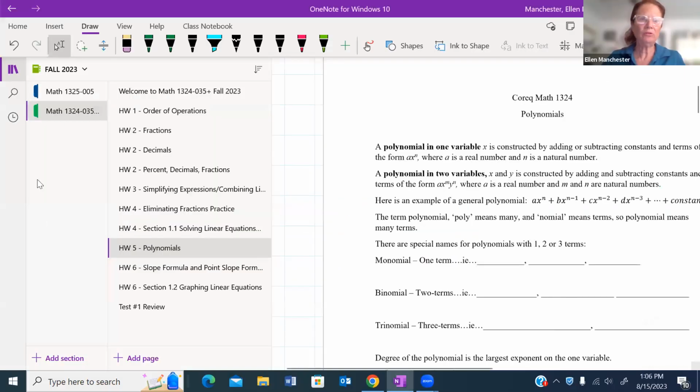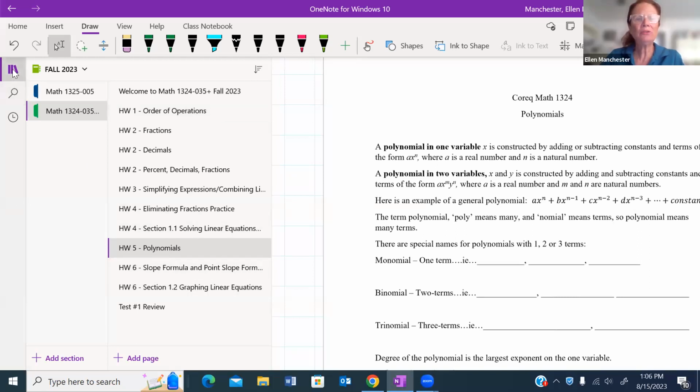Okay, so let me share my screen and we are going to continue on with our OneNote. Again, this is our fall 2023 Math 1324 class. You have access to this and you can go back and look at any of the lessons we've done. All of these from the beginning of the semester are in our Canvas class in the modules. So in the orientation module, the order of operations will be posted, so you can go back and review that, and stop, start, fast forward, whatever you need to do.